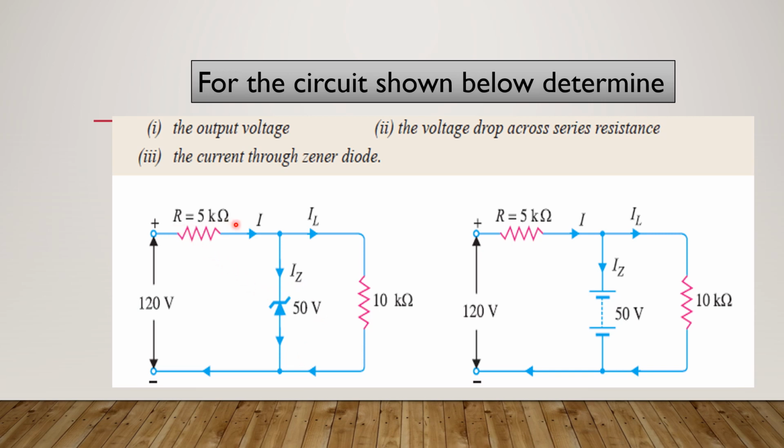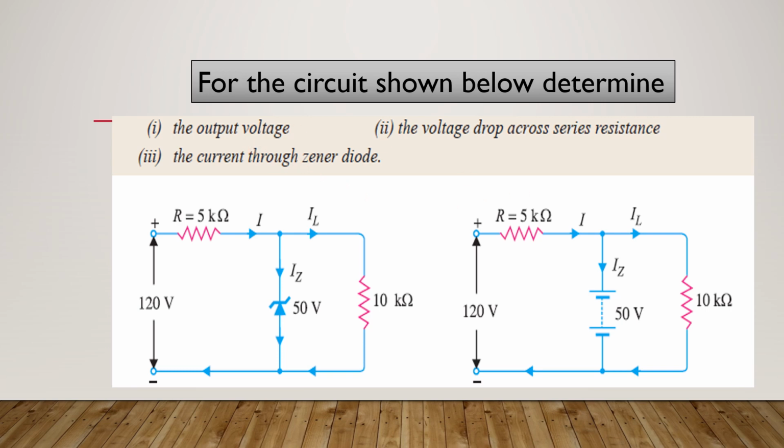Here you have a resistor of 5K, and a 120 volt supply. This current divides into two, and one is the load current. The load here is 10 kilo ohm, and the Zener voltage is given to be 50 volts, so you can replace the Zener by a 50 volt source. First, what is the output voltage?